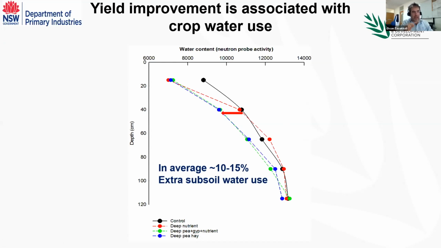A back of envelope calculation is that for an extra 10 millimeters of water, if you make that available and the crop has access to it, that's about 0.5 tonne per hectare of extra grain. That's the conversion based on modeling.